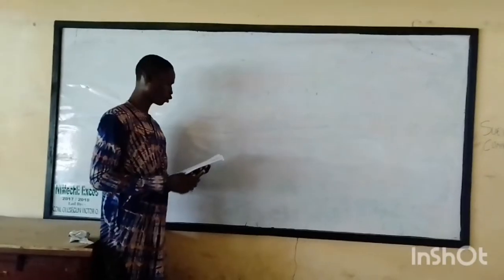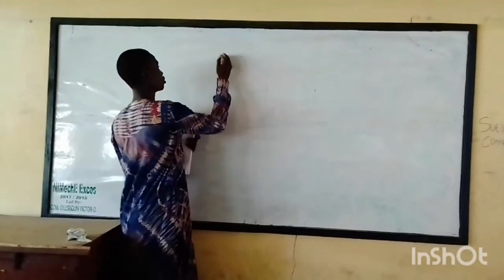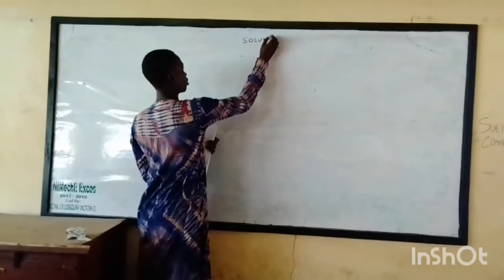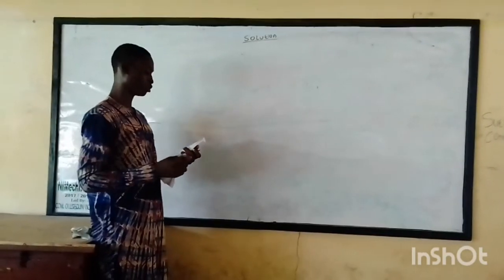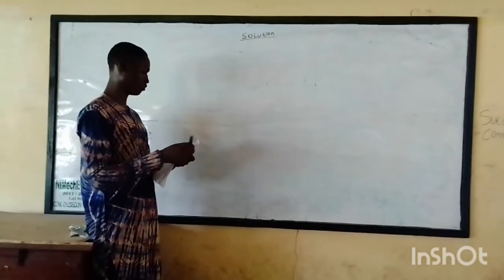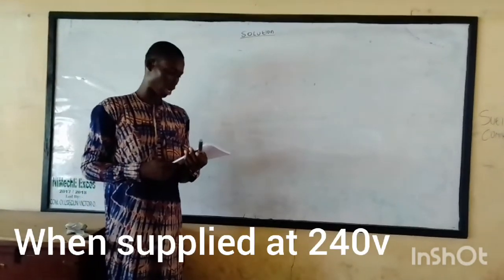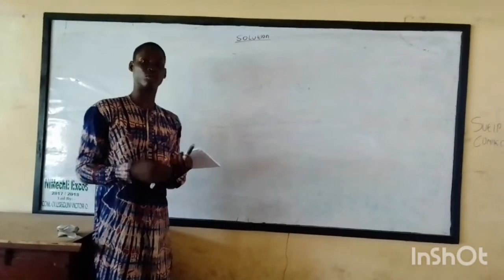An autotransformer is supplied at 240 volts. Solution. An autotransformer is supplied at 240 volts. If the secondary is tapped to give 60 volts with a load current of 12 ampere, calculate the other two currents and show the direction of current and voltage.